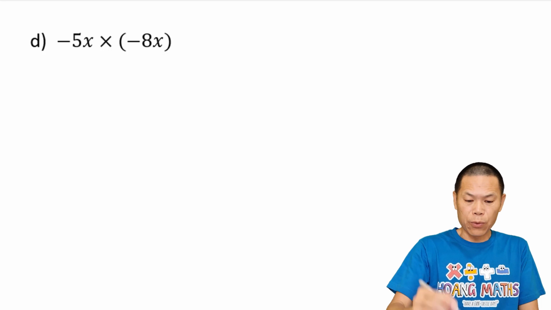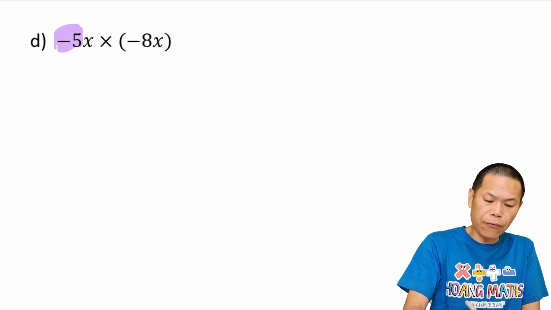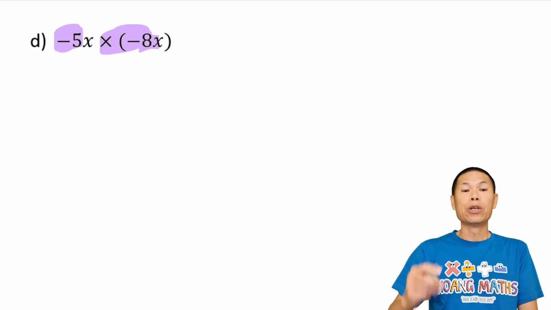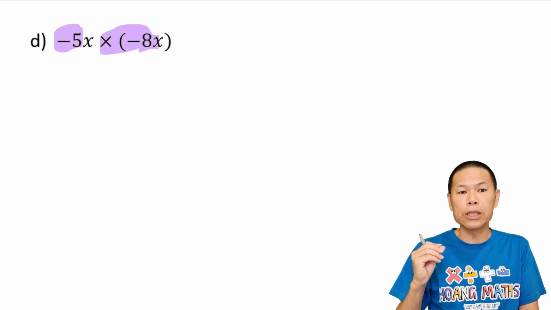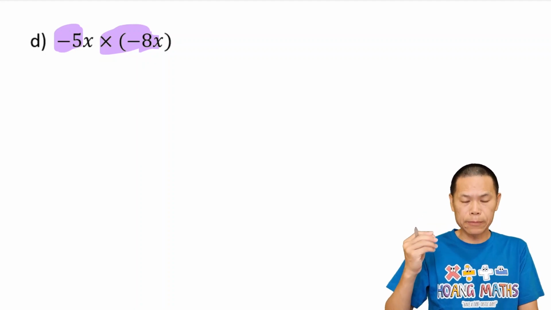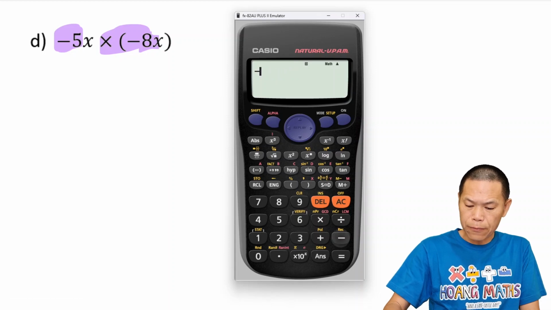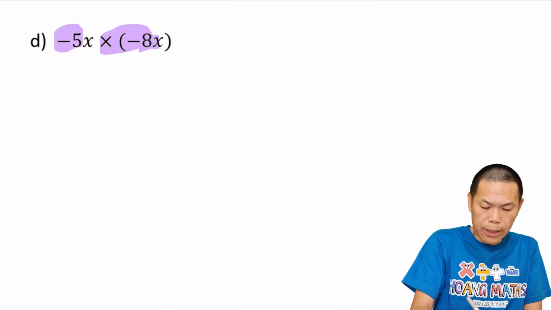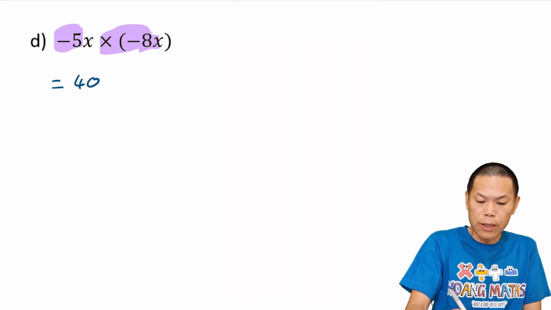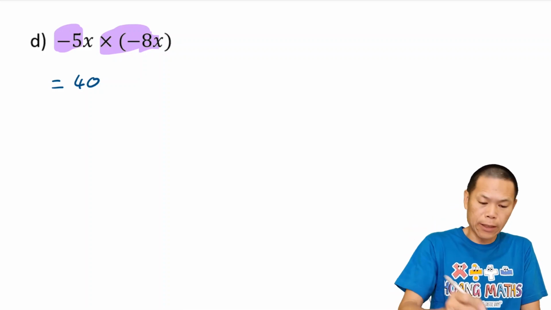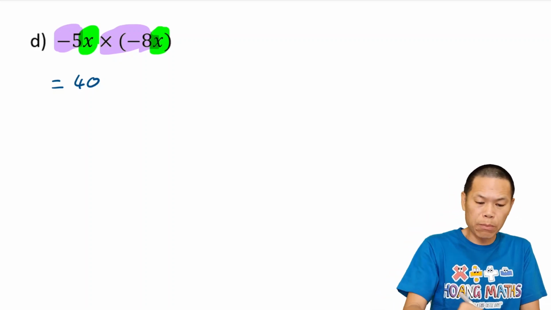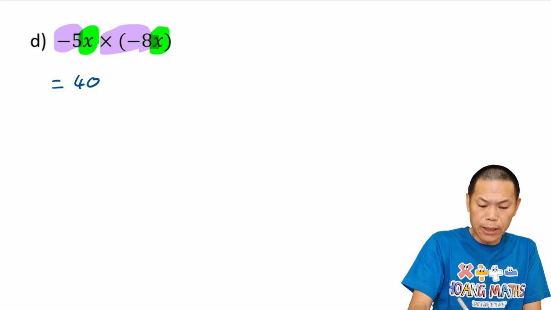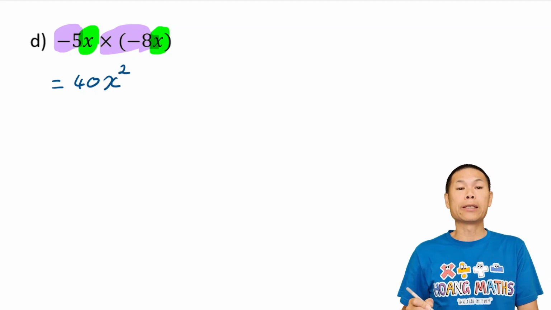For D, again we have numbers, that is -5 times -8. Two negatives times together give me a positive answer. So 5 times 8 is 40. Otherwise, I go -5 times -8 on the calculator. So there you go, 40. Then what we have is x, the letters. So x we times with this x, and x times x will give me x squared. So the answer is 40x squared.